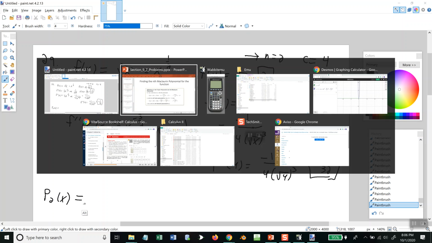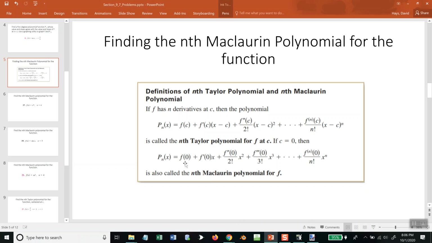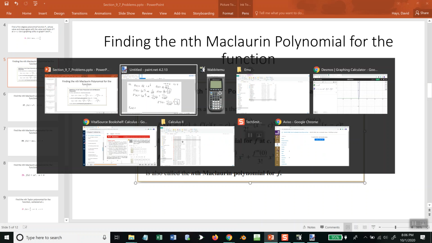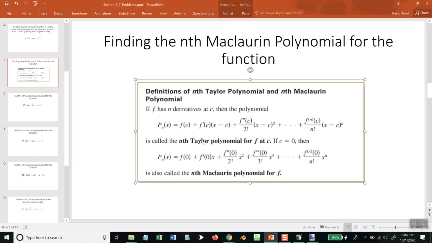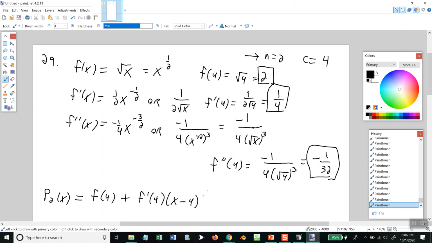Okay, so a piece of our formula says we need f of c. c is 4, so we've got f of 4, plus f prime of c, so f prime of 4 times x minus c, so x minus 4 to the first power, plus f double prime of 4 over 2 factorial, times x minus c, or x minus 4 squared.